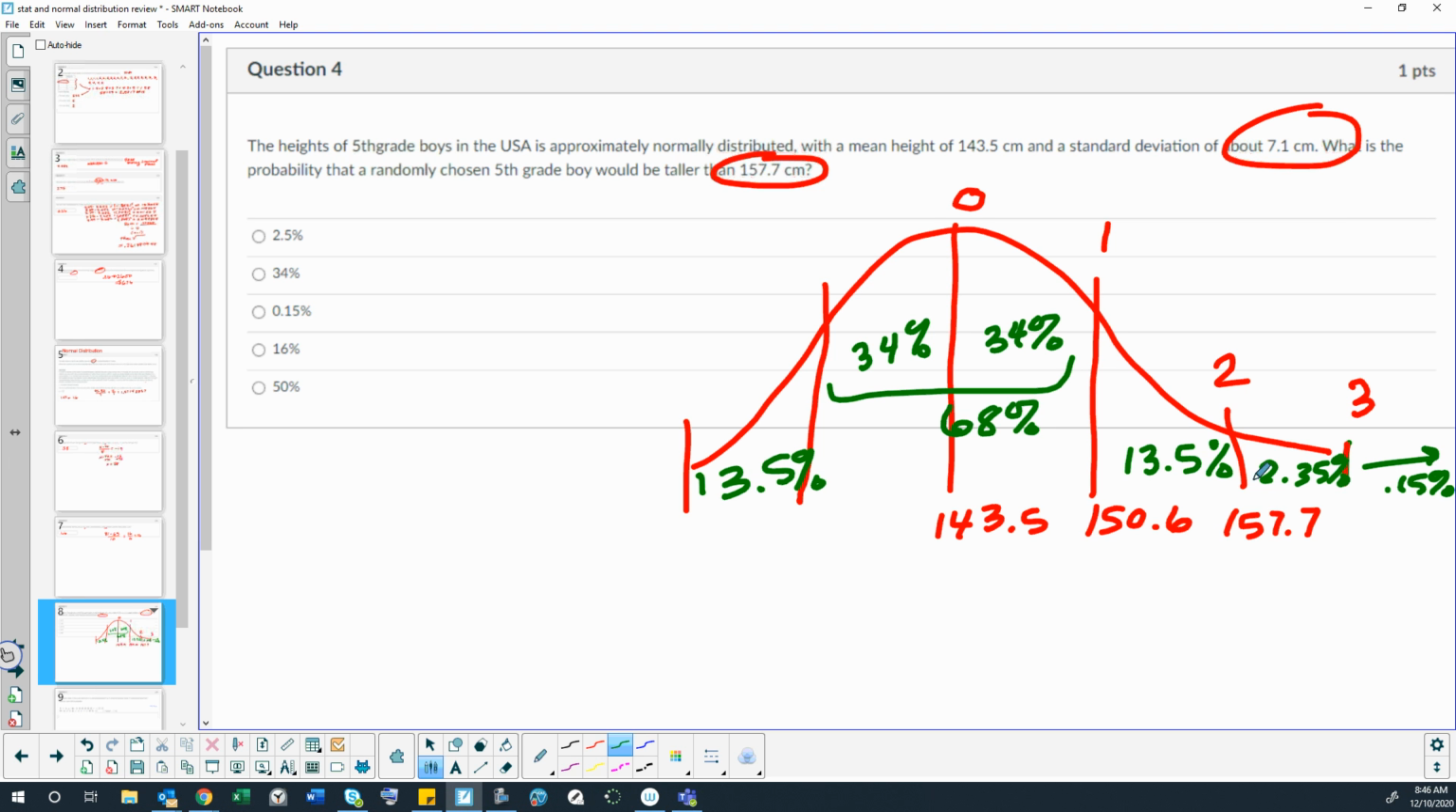Okay, so our 157.7 is sitting here at our second standard deviation, or a z-score of 2. So taller than that would be above. We have this portion right here would be above. So together 2.35 and 0.15 is 2.5%. So that is the answer we would select.